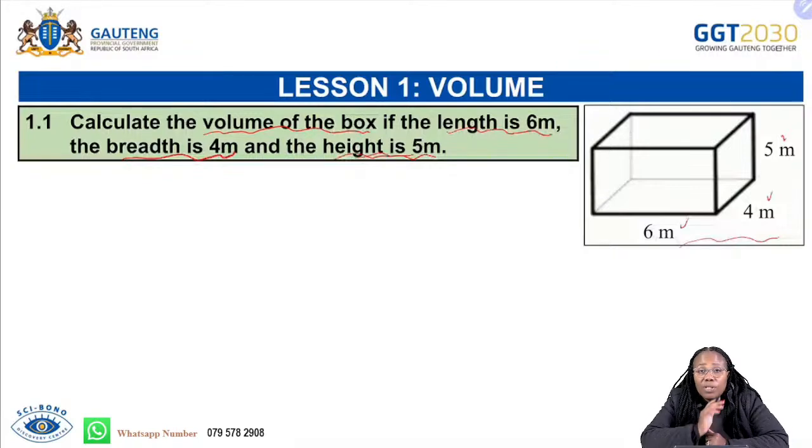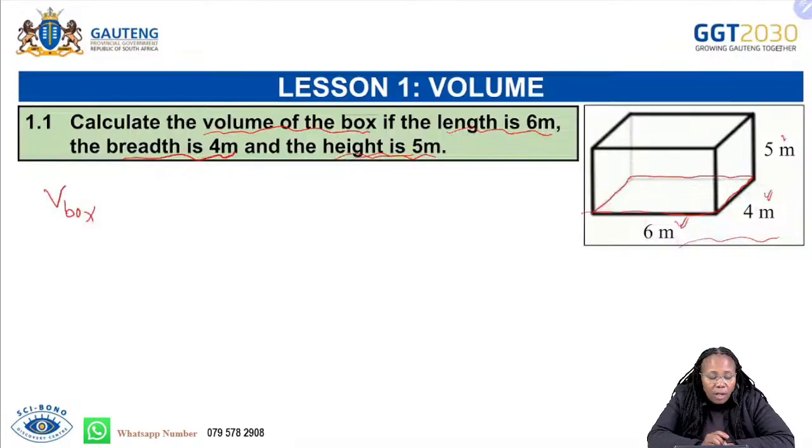And then now, do you still remember your formula when you calculate the volume of a box? If you look, this is a rectangular base, because the sides are not equal on that base. Therefore, the base is a rectangle. So now this will be length by breadth by height. What is the length of the box? That is 6 meters multiplied by the breadth 4 meters multiplied by the height of 5 meters.